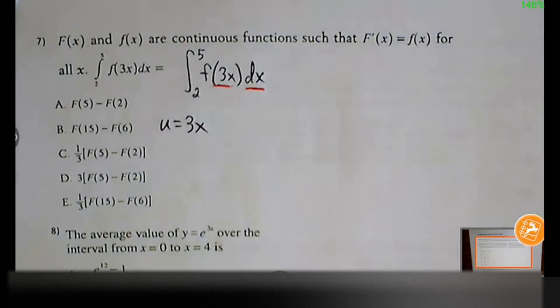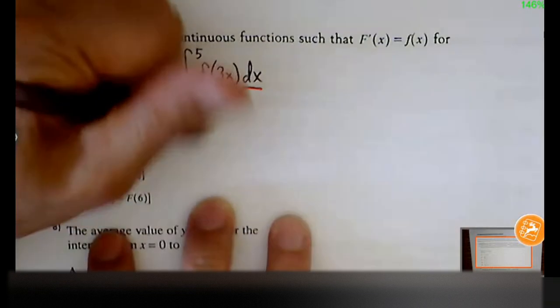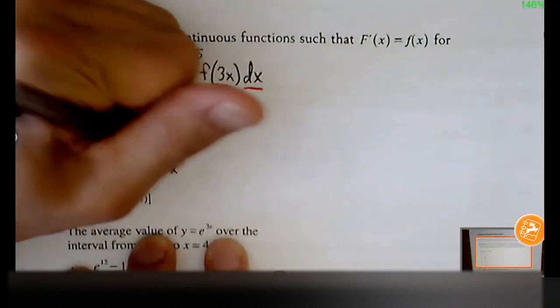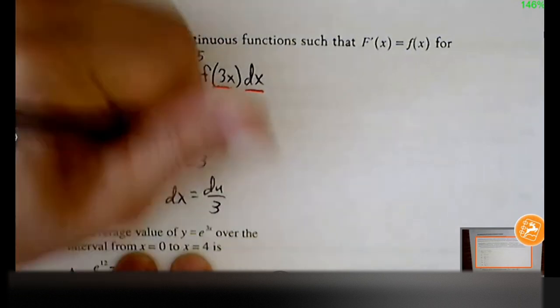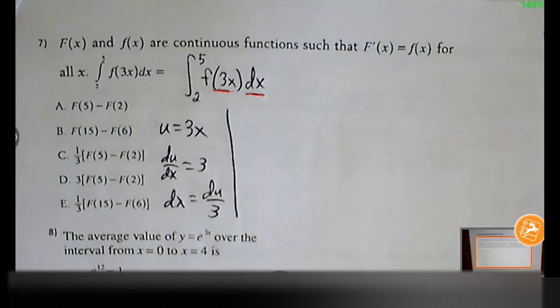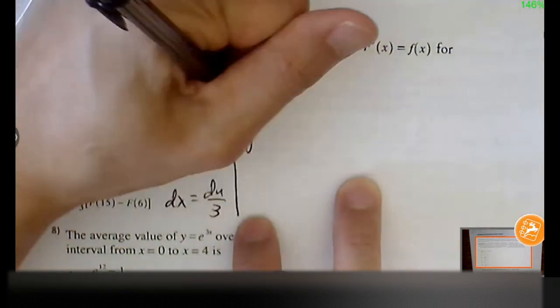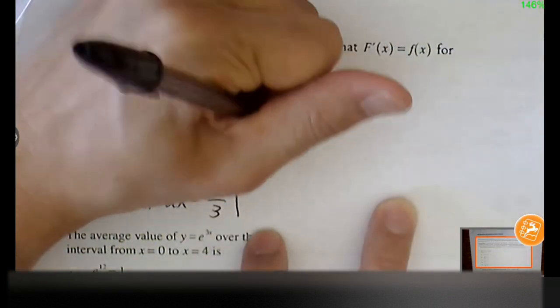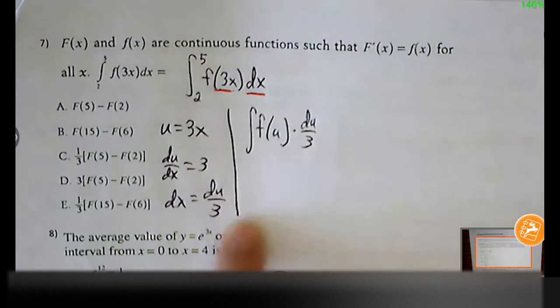Okay, so we'll try to convert all of these pieces to be in terms of u. Well, we may not have to, but we need to at least start that process so we know what the coefficient is going to be, du dx. Okay, make our substitutions. Push that 3 out as 1/3.